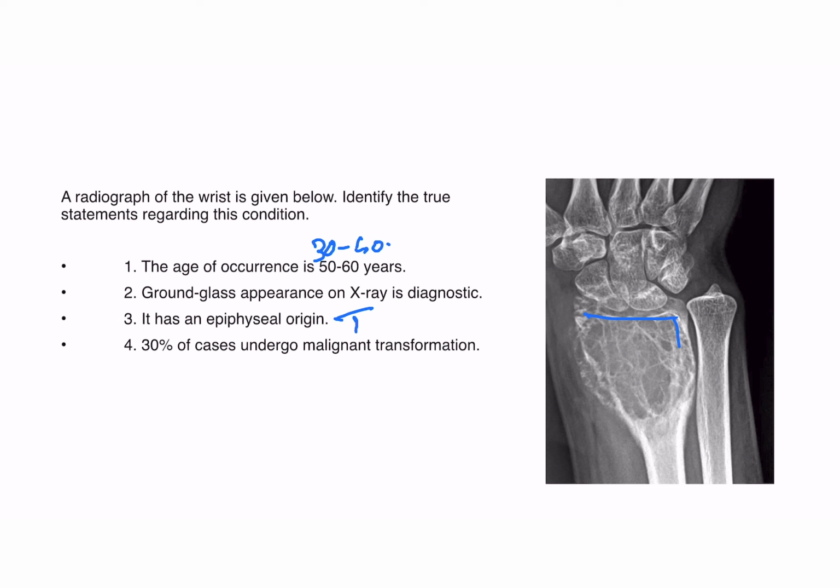So you cannot say ground glass appearance is diagnostic. So that's a false statement. 30% of the cases undergo malignant transformation? No, very rarely does it undergo malignant transformation. Maybe something close to 4 or 5%. But definitely 30% of the cases, that's a big number.